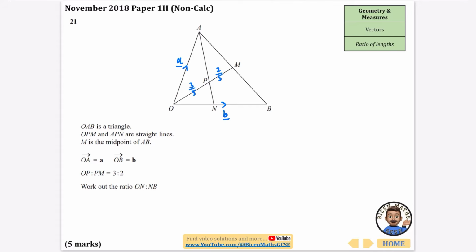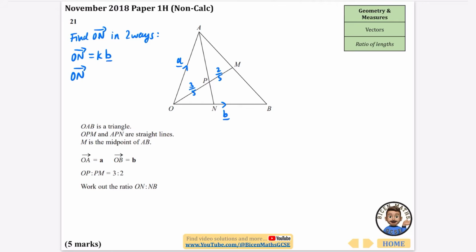Well, the whole point in these things is to try and find out ON in 2 different kinds of ways. And if you can find it in 2 ways, that usually will allow you to compare things and see what kind of ratio this is compared to the whole thing. So we're going to find ON in 2 ways. The first way is that ON actually is just some multiple k of the vector B, because ON is just some fraction of this whole thing. So we're expecting k here to be a fraction.